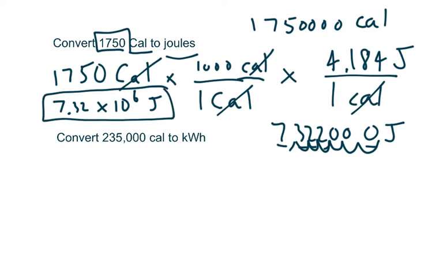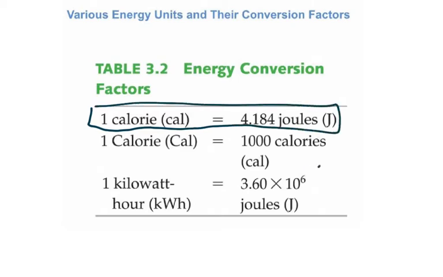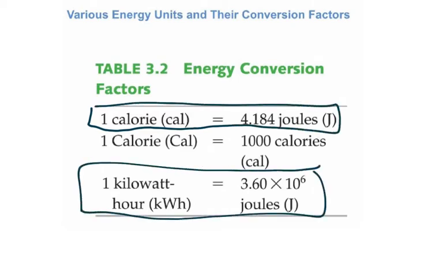Now, we have a second problem. So that was number 1. Number 2 is we got 235,000 calories. Now, notice this is with a little c, and we want to go to kilowatt hours. So based on the conversion factors that we saw earlier, we probably want to go to joules first, and then from joules to kilowatt hours, we would use this conversion factor here.